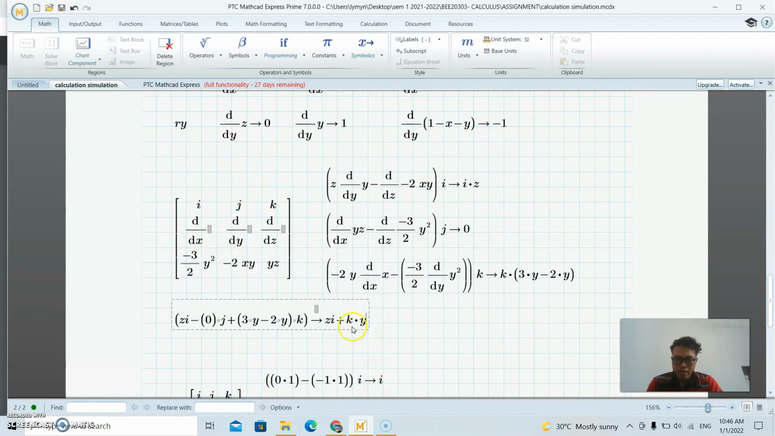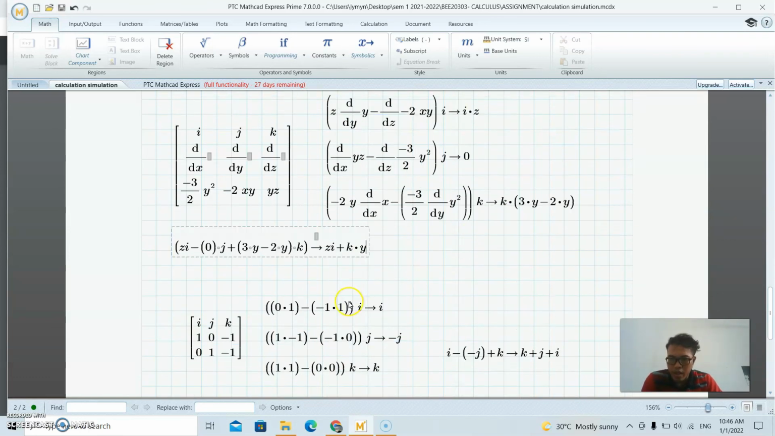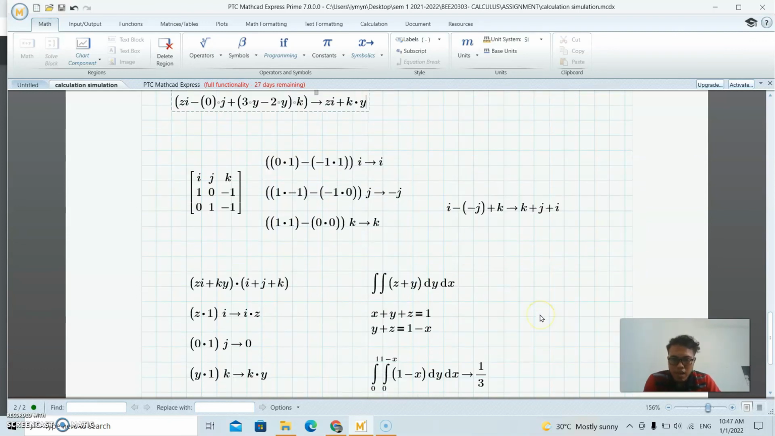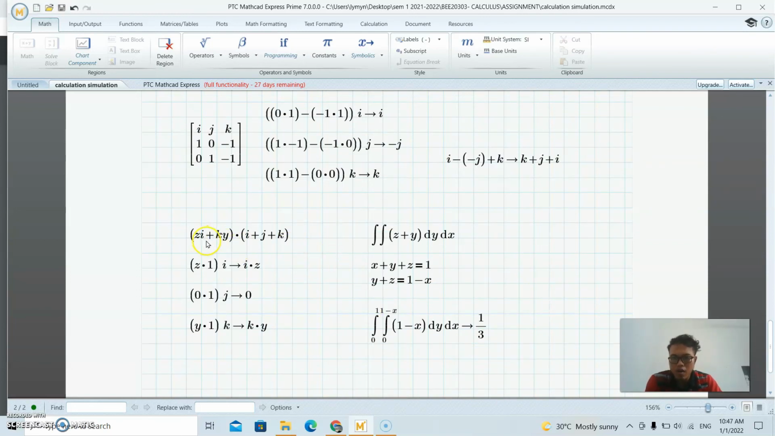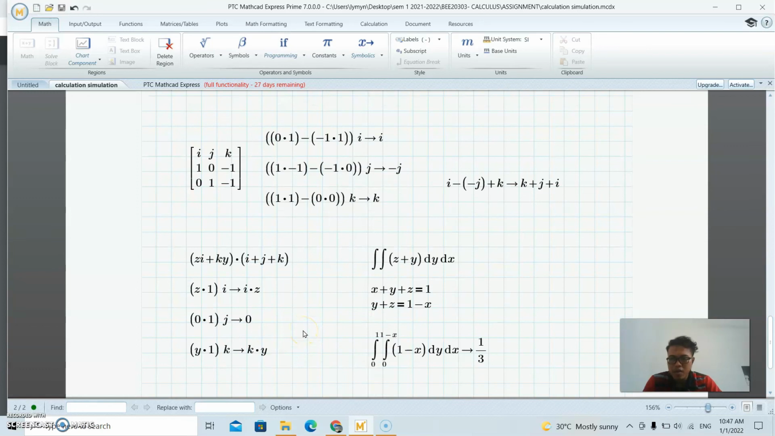So we total it, and we get z i plus y k. For the second matrix form, we use the numbers that we get from differentiating this, and after that we get the value i is i, and j is negative j, and k is k. So we sum it and get the answer i plus j plus k. After that, we multiply the first matrix and this matrix. So z i plus y k multiplied by i plus j plus k. For the multiplication, the value for i we get z i, j is 0, and k is y k.